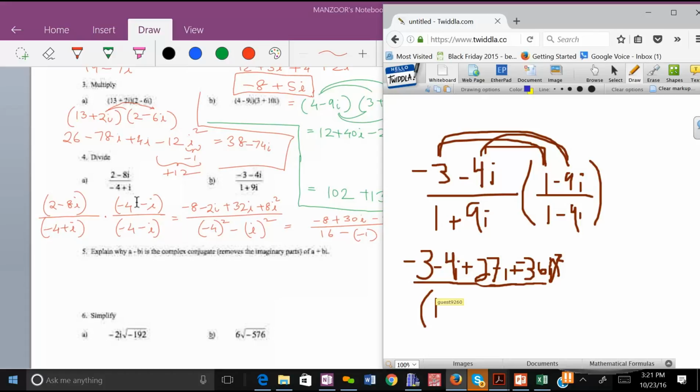1 squared. Yes. And then minus 9i squared. Is that what it is? Minus 9i, yeah, 9i quantity squared. Yes, in the parentheses. Okay, you're on the right track. Okay. So then you add everything. So negative 3 minus 36 equals negative 39.